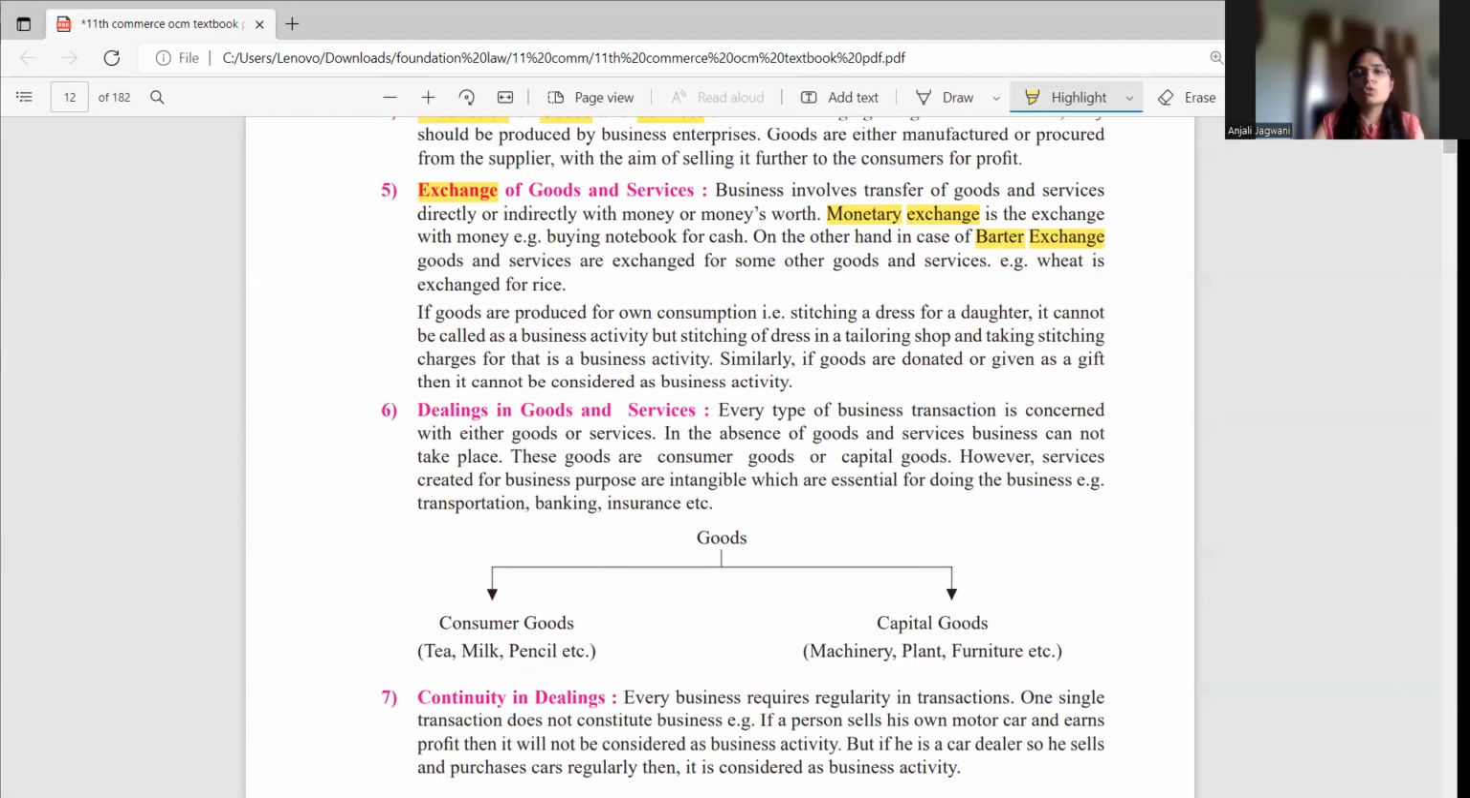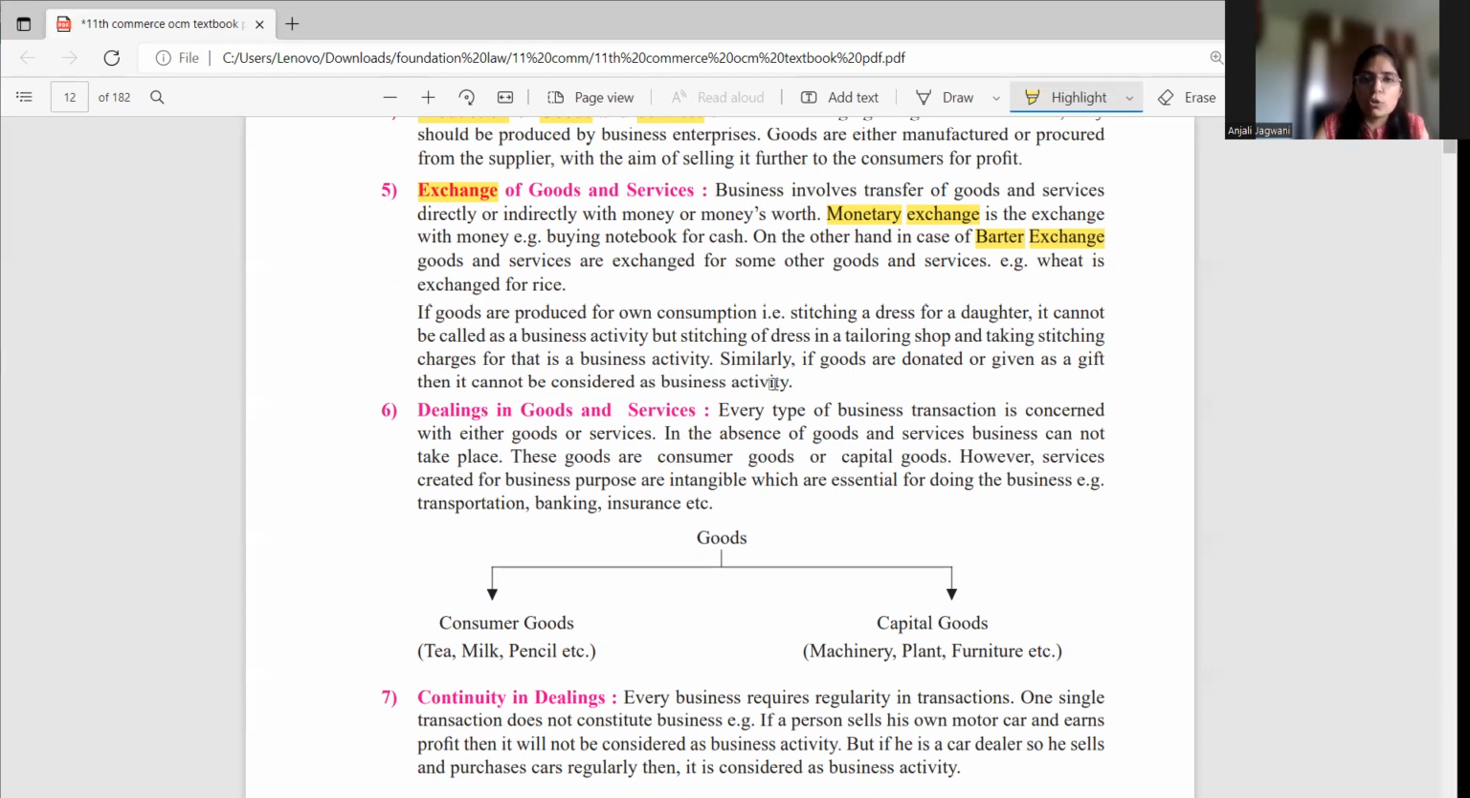So if goods are produced for own consumption, that is, stitching a dress for a daughter, it cannot be called a business activity. But stitching a dress in a tailoring shop and taking stitching charges for that is a business activity. Similarly, if goods are donated or given as a gift, then it cannot be considered as a business activity.